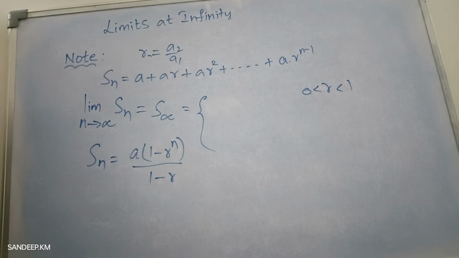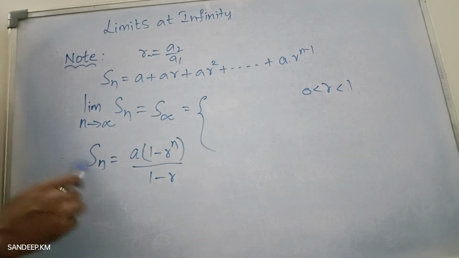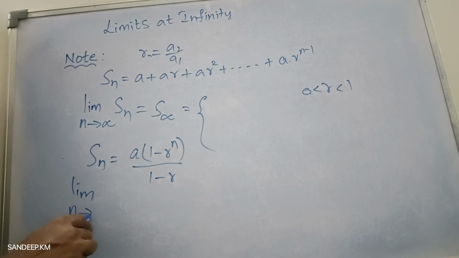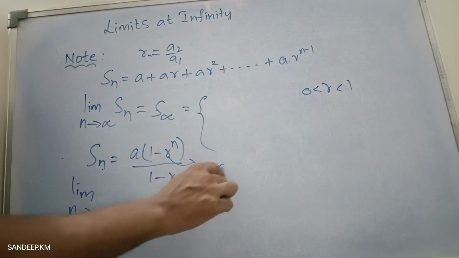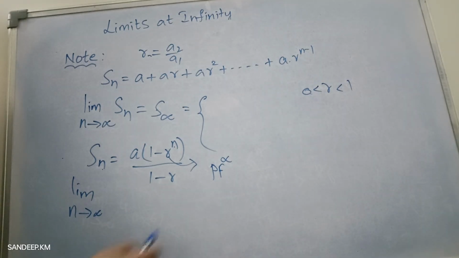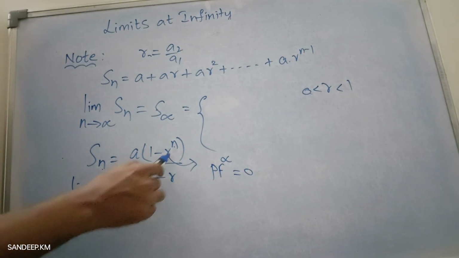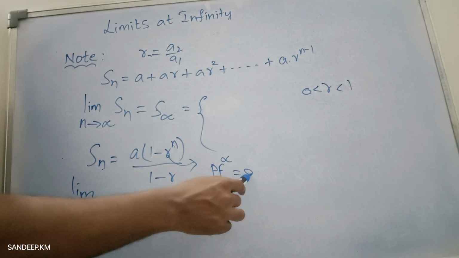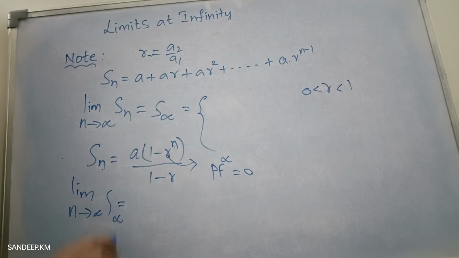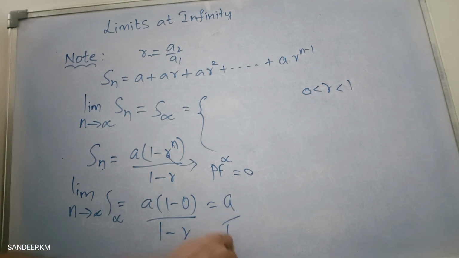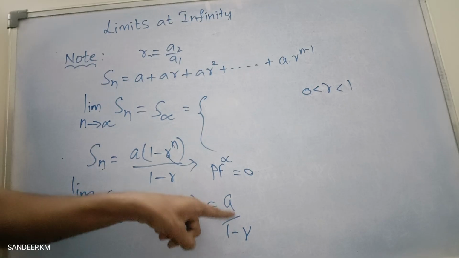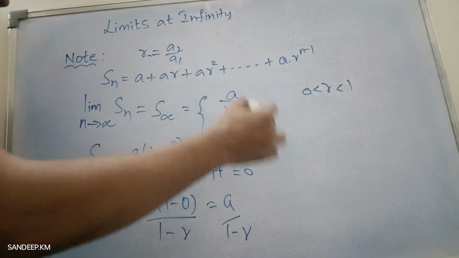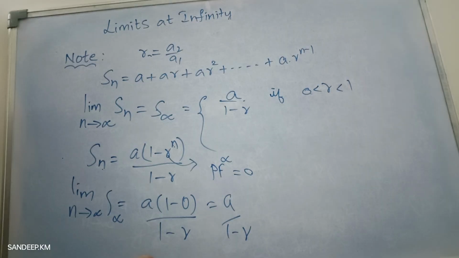You have seen this. As n approaches infinity, dear students, limit n approaches infinity. So what is this R power n? R is a proper fraction and power n is infinity. So proper fraction power infinity will be 0. So that means R power n will become how much? 0. So the sum of infinite terms will be A into 1 minus 0 divided by 1 minus R. You will get A by 1 minus R. So that means the sum of infinite terms will be equal to A by 1 minus R, when R is a proper fraction between 0 and 1.